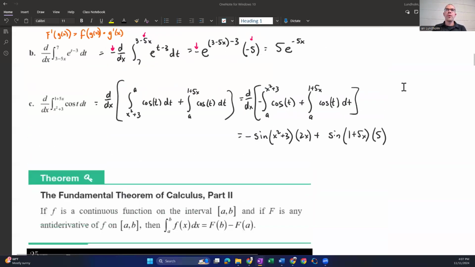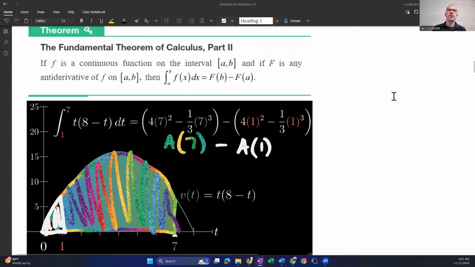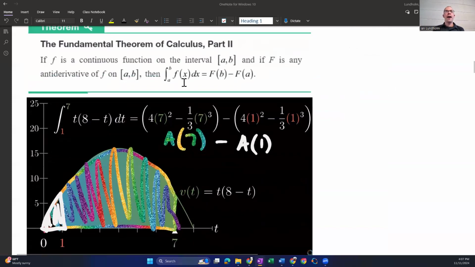Okay, so now we're getting on to fundamental theorem of calculus part 2. The big idea here being that we can calculate a definite integral. So we're just finding the area between two values, a and b. We're finding this definite integral by finding an antiderivative of the function that's in here, and then we take the difference of the antiderivative evaluated at those endpoints.